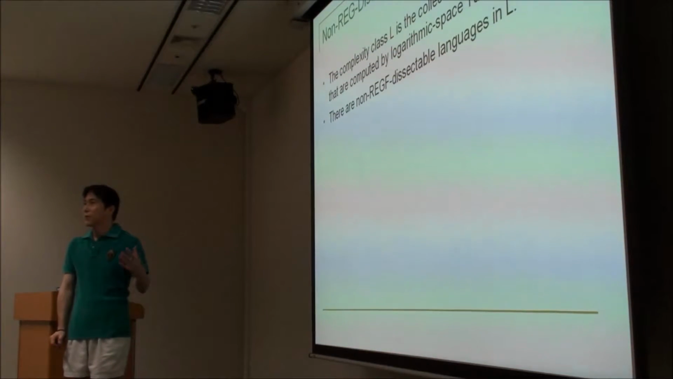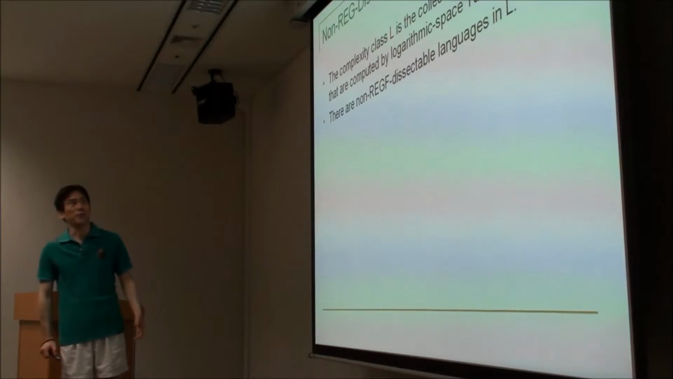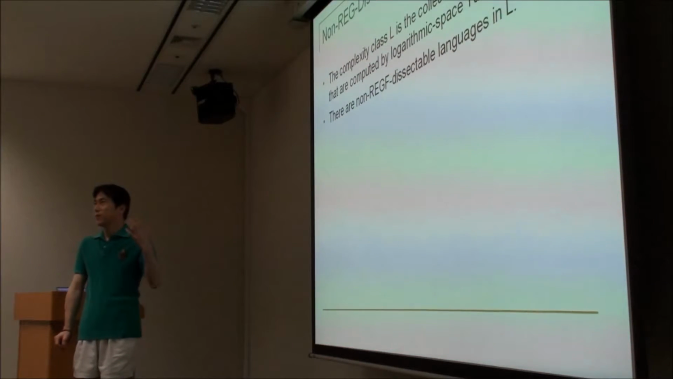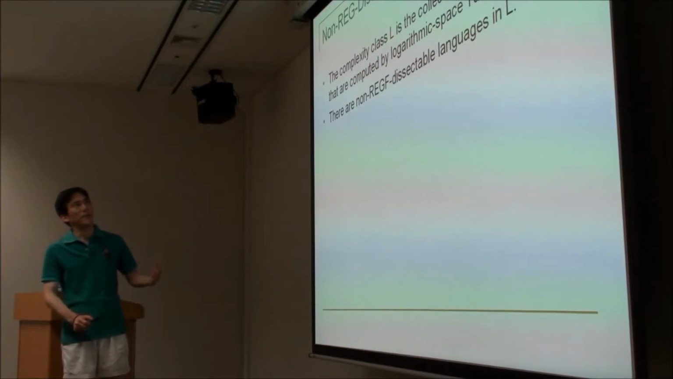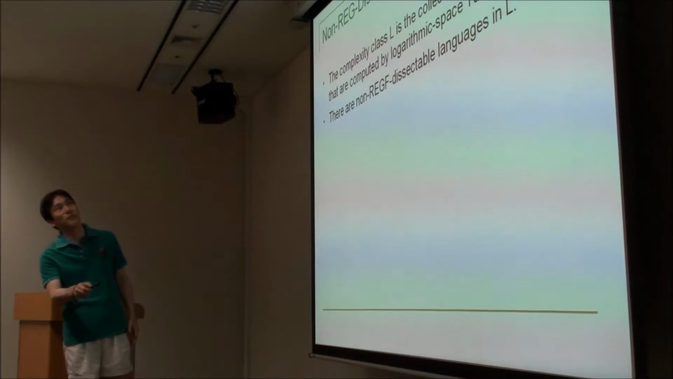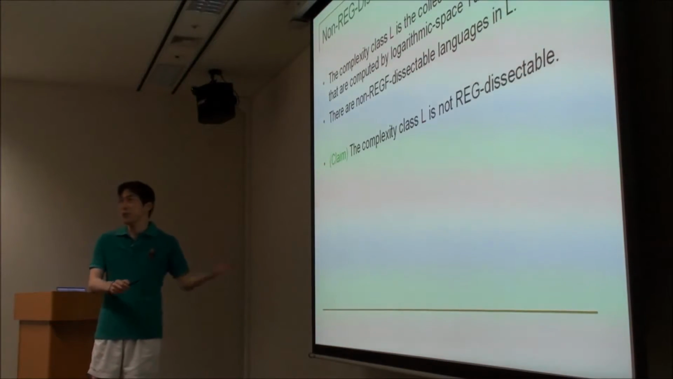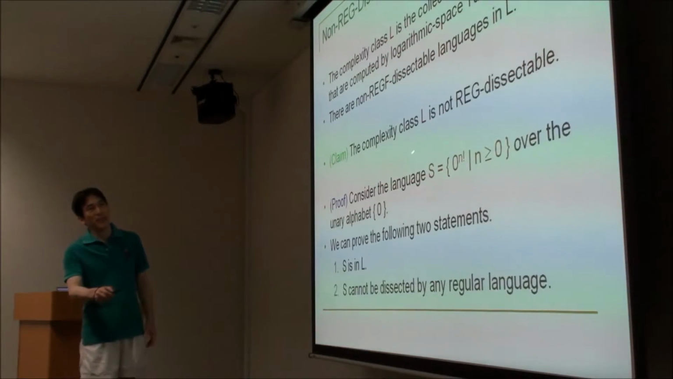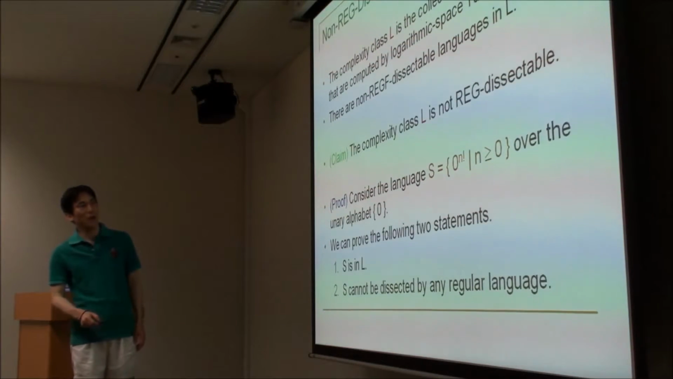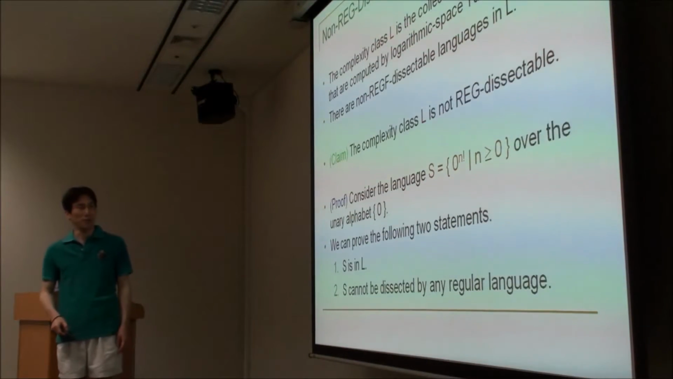So far, we have observed that certain types of languages are regular dissectable. Is there any non-regular dissectable language? There is. For example, if you look at the deterministic logarithmic space bounded complexity class L, it is actually not regular dissectable. An example language is S, strings of this form, 0 to the n factorial. This is a unary language defined over the unary alphabet 0.